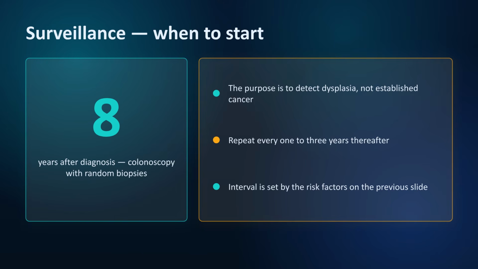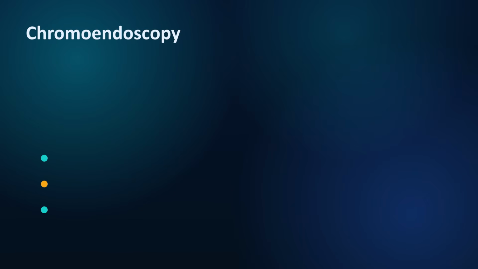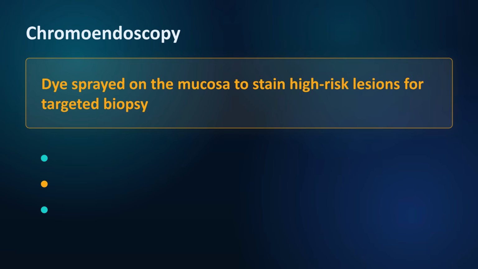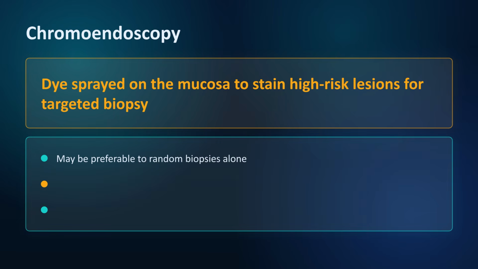Document the 8-year date in the chart at diagnosis. That is how it stops being missed. One refinement to the technique. Chromoendoscopy uses a dye sprayed onto the mucosa to stain high-risk lesions, so that biopsies can be targeted rather than random. And the source notes it may be preferable to random biopsy alone.